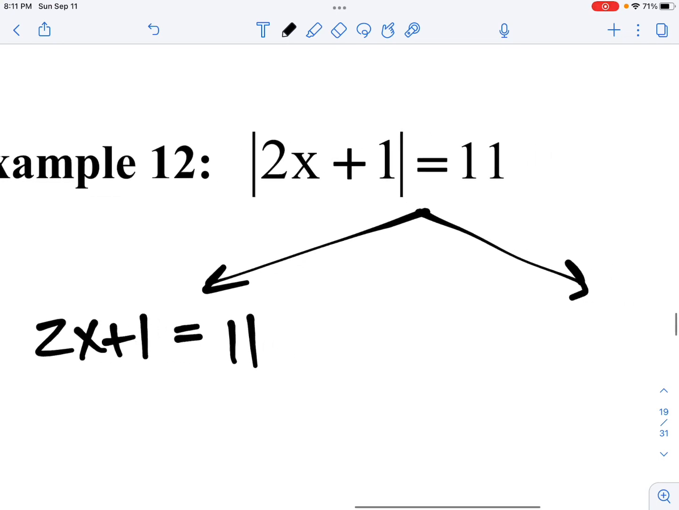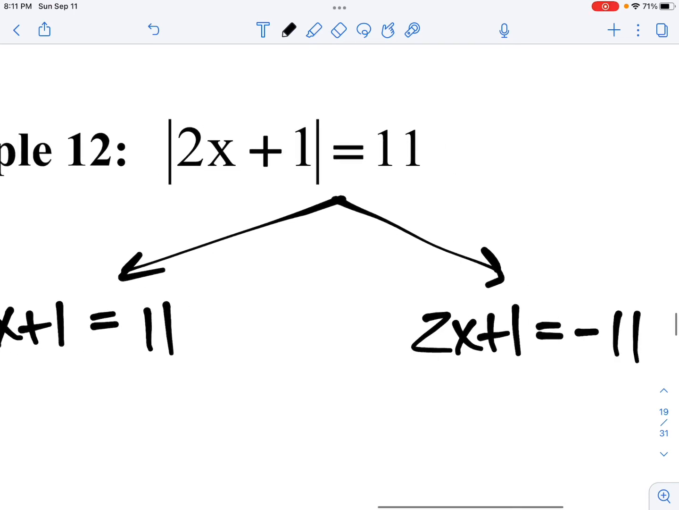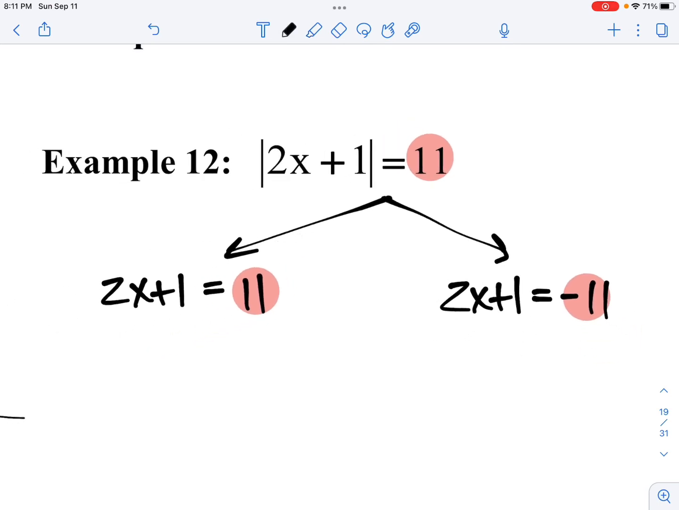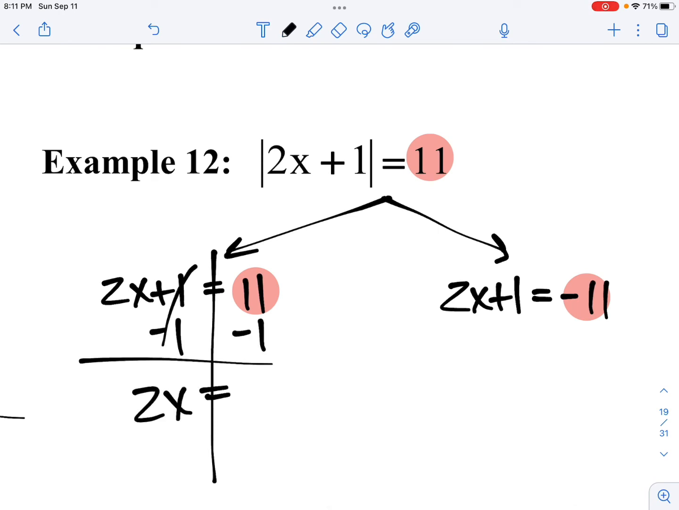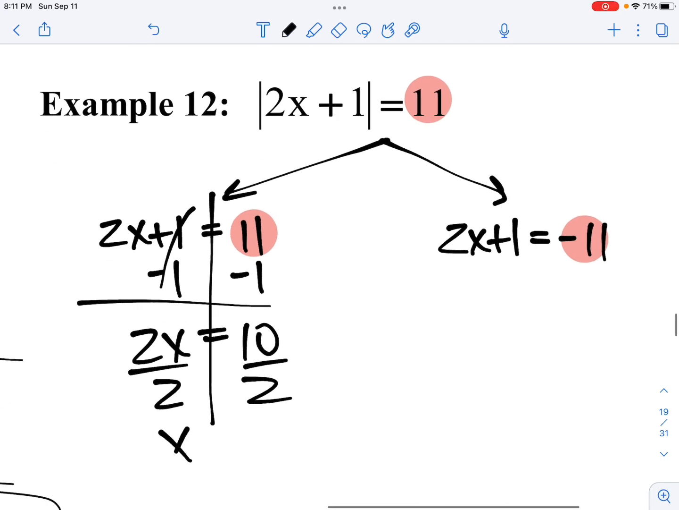On the other side, I'm going to recopy this exactly the way it is, but change the 11 to negative. So remember, I've got a positive 11 here. Keep it, switch it. Those are my two different equations that I'm going to solve. I'm going to go right away with this one. I'm going to subtract 1 everywhere, and I get 2x equals 11 minus 1 is 10. Divide by 2, x equals 5. That's one of my answers.